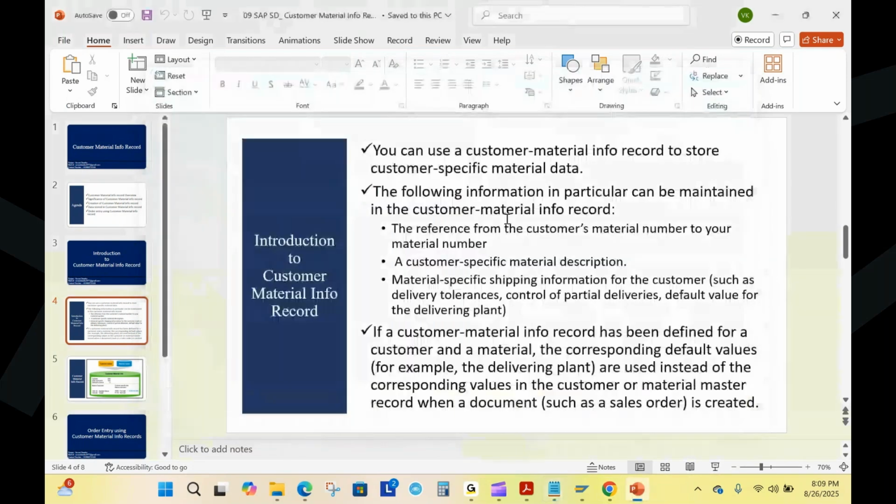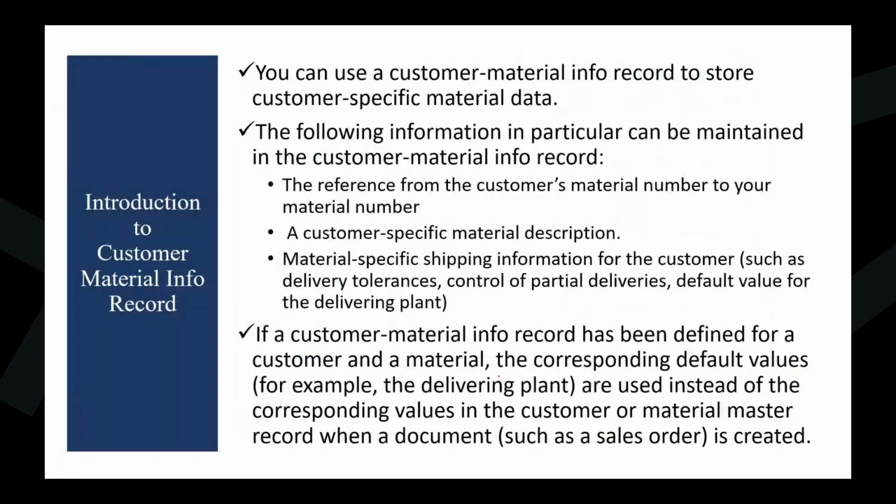Okay, so now let's continue. If a customer material info record has been defined for a customer and material, the corresponding default values are used instead of the corresponding values in the customer or material master record when a document is created. Normally, when you create a sales order, the system takes the data from the customer master and the material master. But if you have a customer material info record, then the preference will be given to the data maintained in this record.